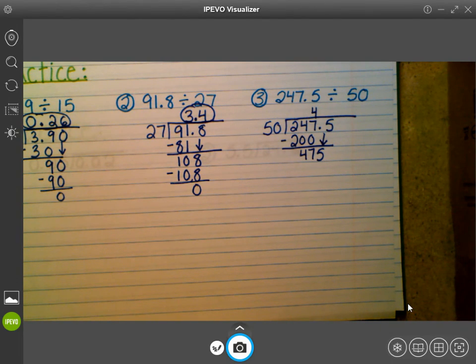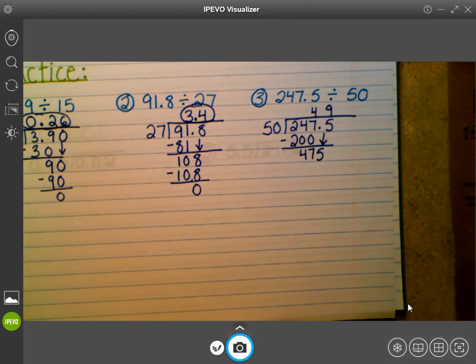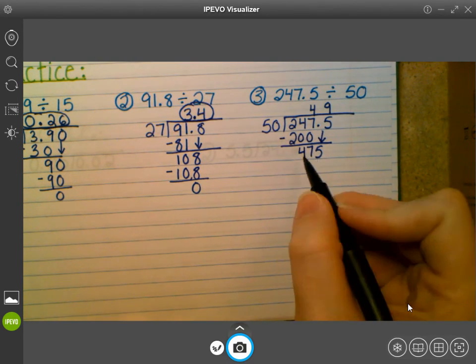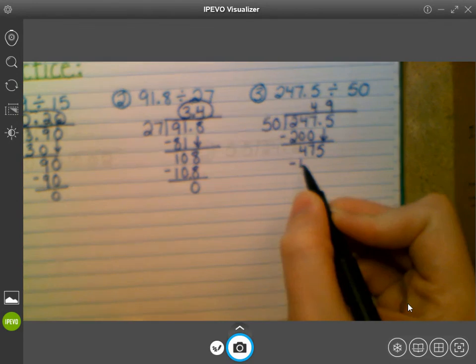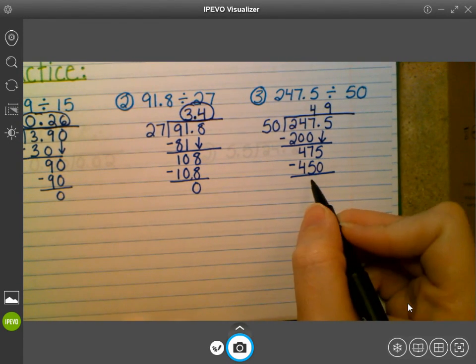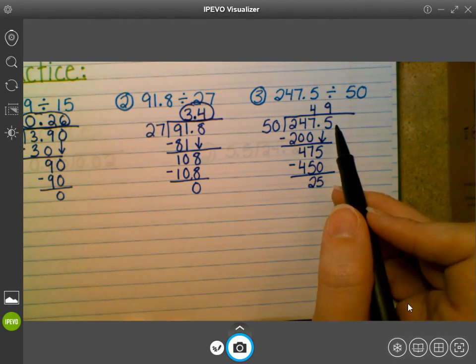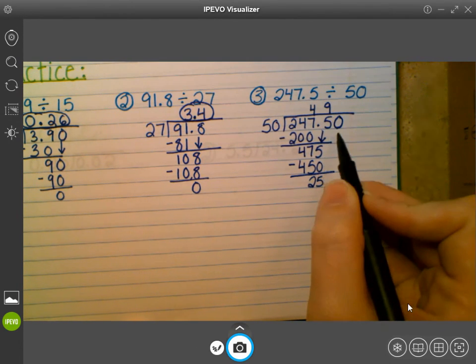How many times? I'm seeing 9s and 8s. What do we think, 9 or 8? It is 9. It is 9 because 50 times 10 would be 500. So you take 1 away from that, it is 450. Yeah. So 50 times 9 is 450. 475 minus 450 is 25. What imaginary number is here, you guys? 0. Add my 0. Bring it down.